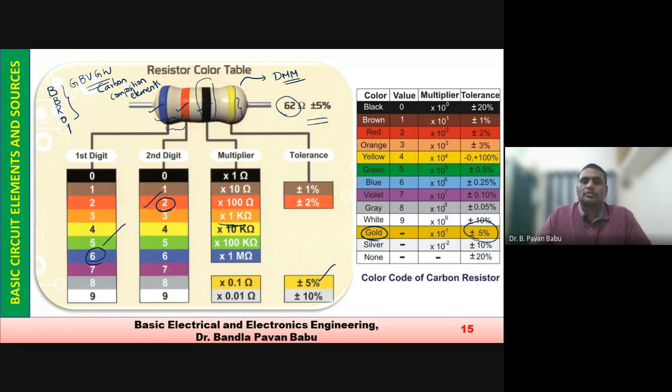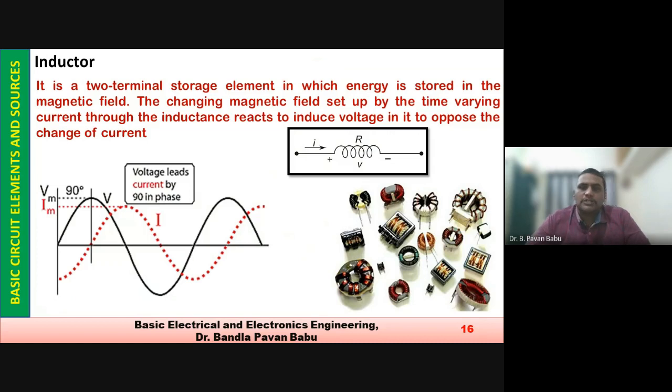Okay, so plus or minus 5% variation will be there. So this is how you are going to calculate the resistance. But right now this method is not being followed. We can just get the resistance by using meters and all. Right. Coming to the inductor.